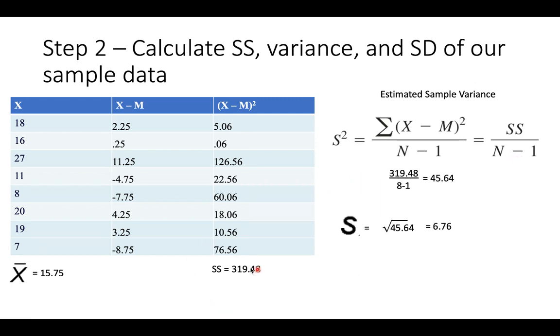Okay, so here we have the sum of squares. We're going to plug and chug into this formula. Sum of squares divided by n minus 1. I had 8 participants, so 8 minus 1 is 7. So 319.48 divided by 7 gives me a sample variance of 45.64. I need the standard deviation, so I take the square root of 45.64. Remember, a variance is s squared, so s is just the square root of s squared. So we take the square root of 45.64 and it gives us 6.76.